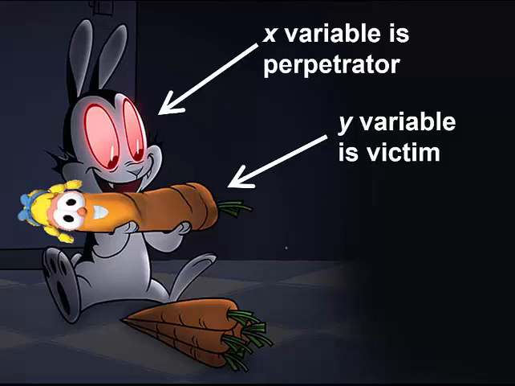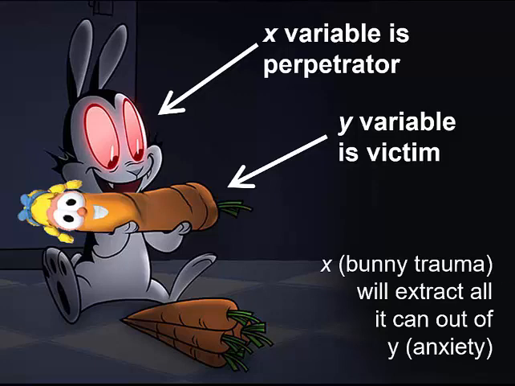To do extraction, we simply run a regression equation where we use X to predict Y. X is going to be our perpetrator variable. It's going to be the variable that will do the extracting. Y is going to be the victim variable. It's going to be the variable that will have stuff extracted out of it. So to extract X out of Y, we simply run a regression equation where we use X to predict Y.